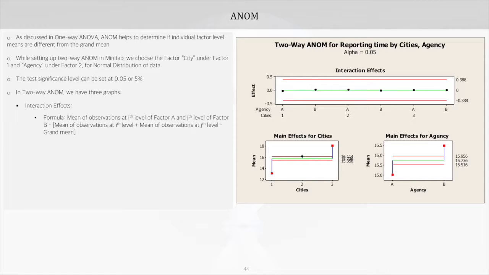So the combination of city 1 and agency A, that subgroup which has got those 5 data points, the mean of those observations minus the mean of observations at ith level, that is the mean of observations for city 1, plus mean of observations at the jth level, which is the observations for agency A, minus the grand mean. So this is how the interaction effect at each combination of the two factors is getting computed.